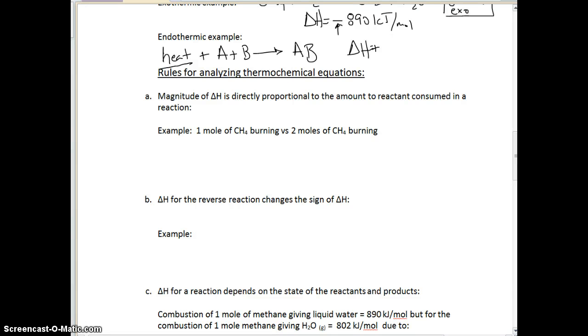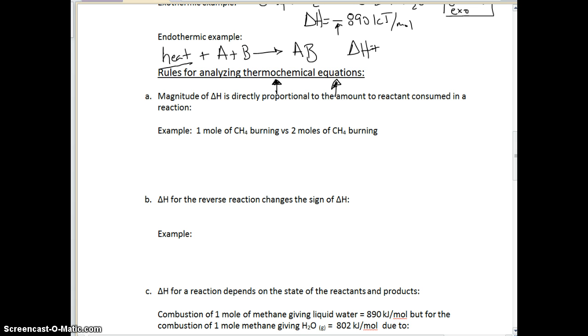Okay, we're going to talk about the second part here. Again, we talked previously about a thermochemical equation: a chemical equation that includes heat values in it somehow, that lets us know whether something is exothermic or endothermic. Equations letting us know it's a balanced equation.